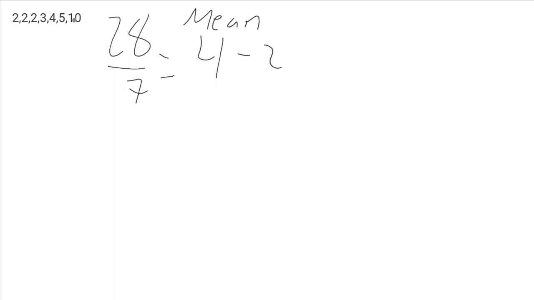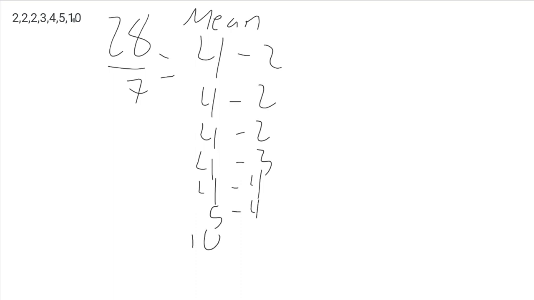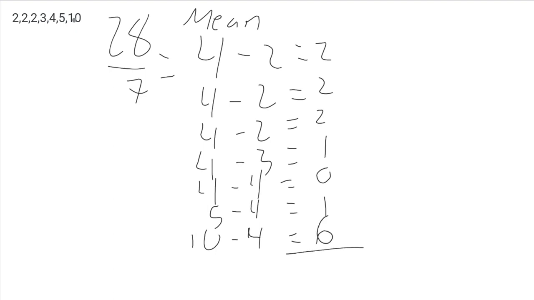And then I'm going to subtract by 2, subtract by 2, subtract by 2, by 3, by 4, and then I'm going to swap it so I get a positive answer. So I get 2, 2, 2, 1, 0, 1, and 6. I'm going to add all these up. So 2 plus 2 is 4, 6, 7, 8, 14. And then divide it by that 7, because there's 7 pieces of data. So my MAD is 2.